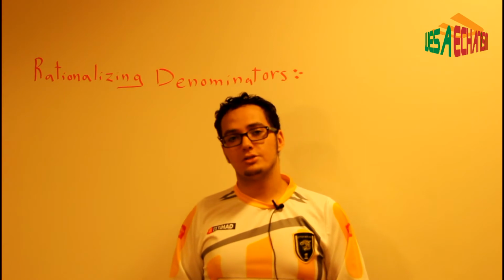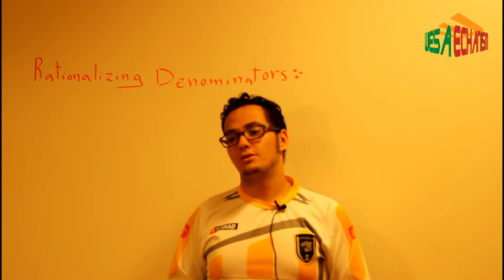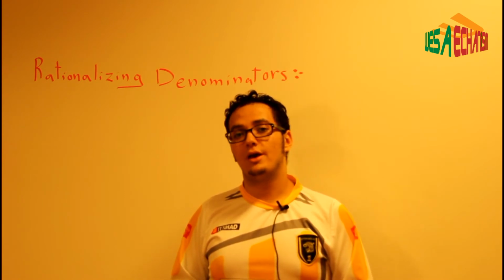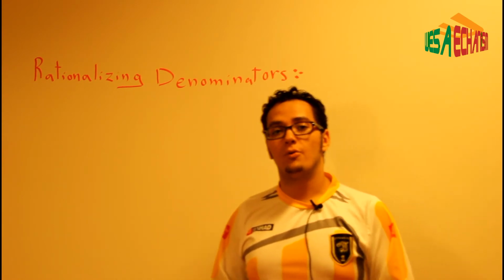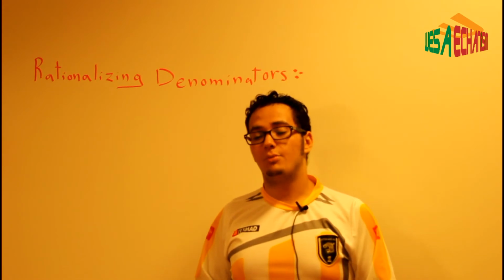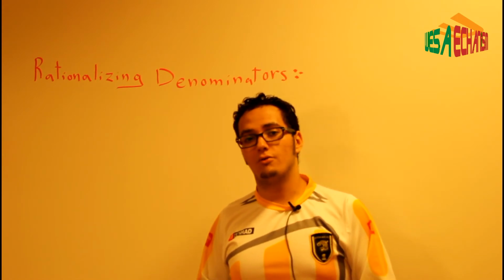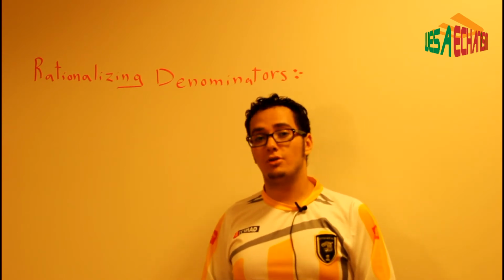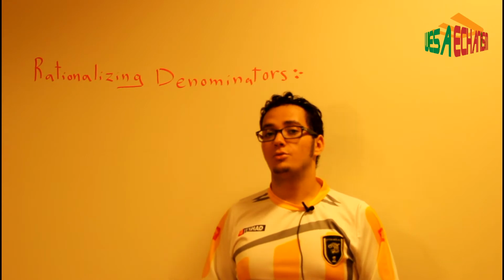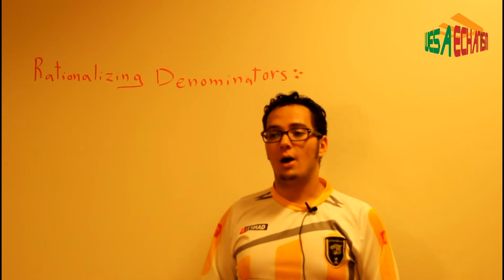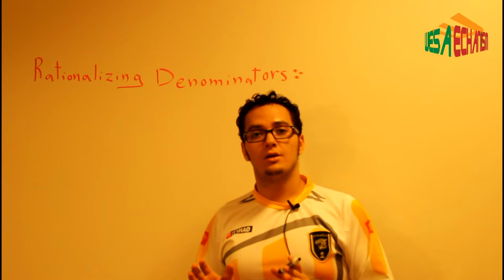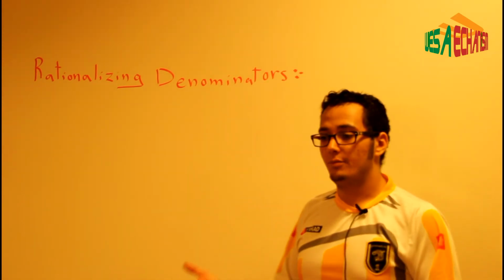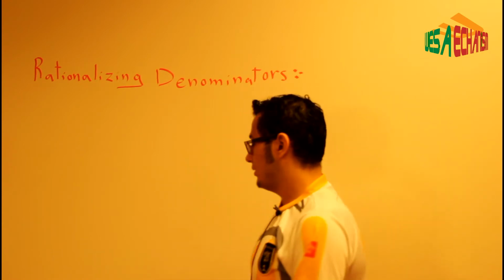And the question is, what is rationalizing the denominator? Rationalizing the denominator is to make your denominator with a power of 1. For example, if you have a denominator with the power of half or 1/3 or whatever, then you have to rationalize your denominator to make it with a power of 1. I will give you more than one example to make sure that you understand this theory.